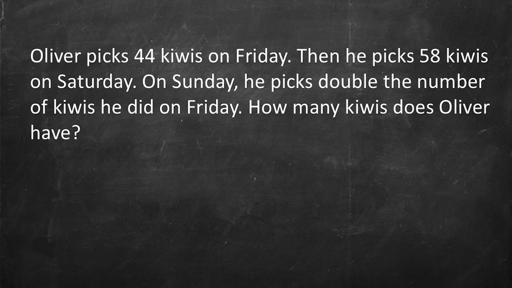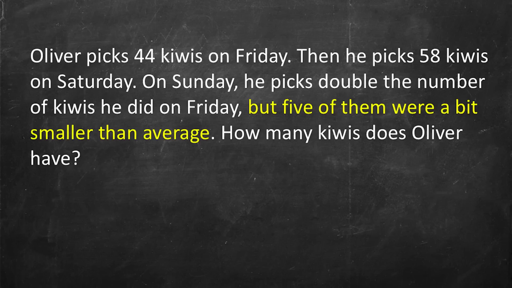Like, for example, Oliver picks 44 kiwis on a Friday, then he picks 58 kiwis on a Saturday, and on Sunday he picks double the number of kiwis he did on Friday. How many kiwis does Oliver have? That's an original problem. I can add in something irrelevant, like 5 of them were a bit smaller than average. That doesn't change the answer at all. You can entirely ignore this. We're only asked how many kiwis Oliver has, not what their size are. But it takes a bit of reasoning to determine that this extra clause can be ignored.